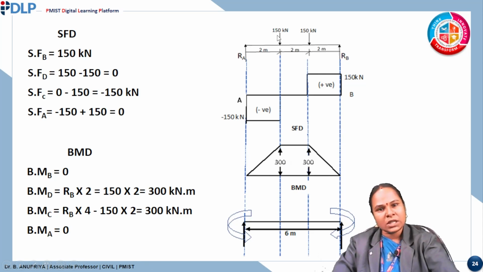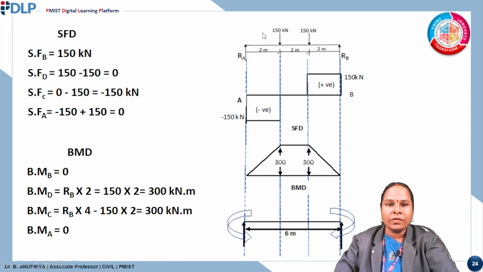We know that if it is a point load, the bending moment will be in the form of a triangle. So the picture is represented like this. This is the shear force diagram and this is the bending moment diagram. Next, two conditions will occur in a fixed beam: one is the reaction, the other is the moment.